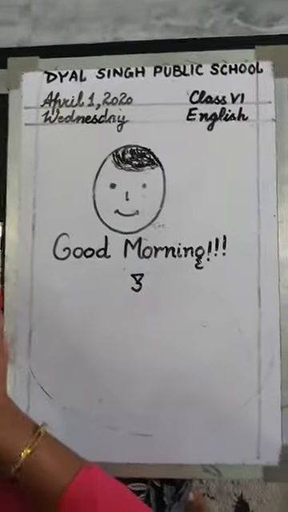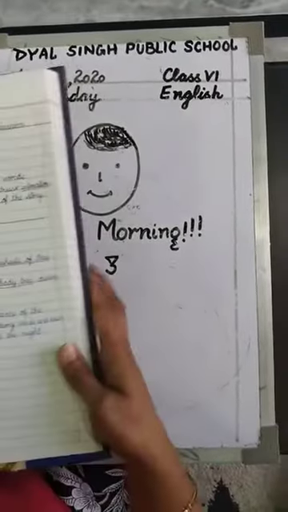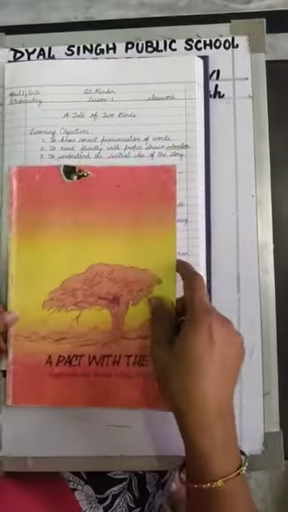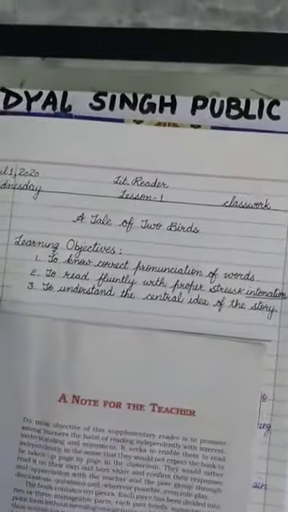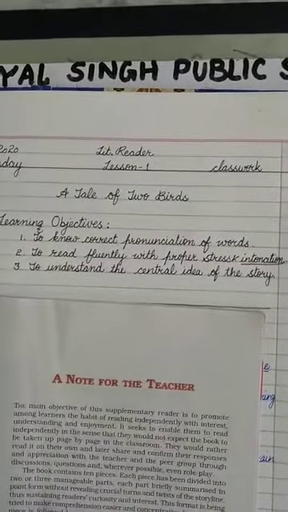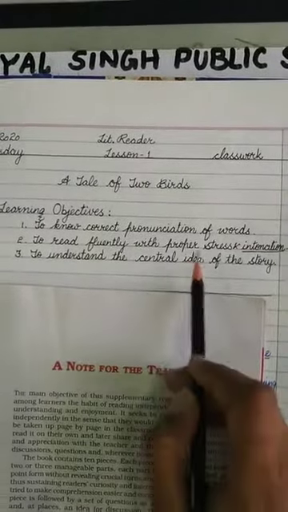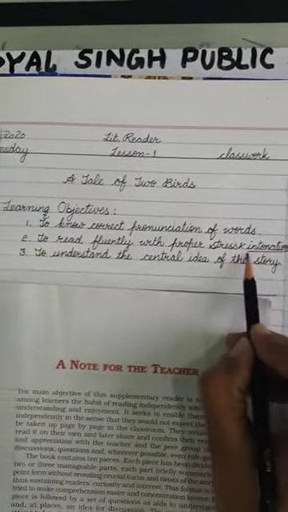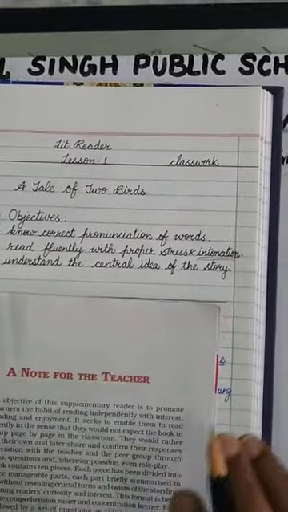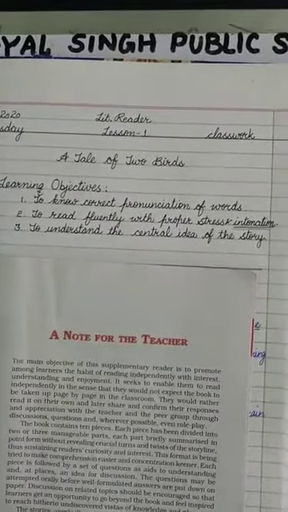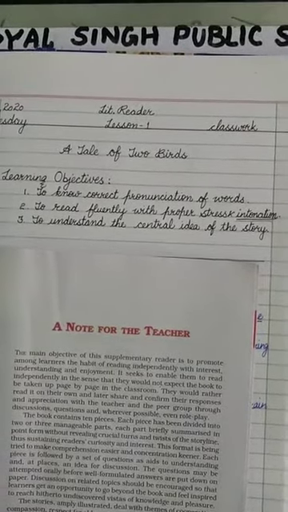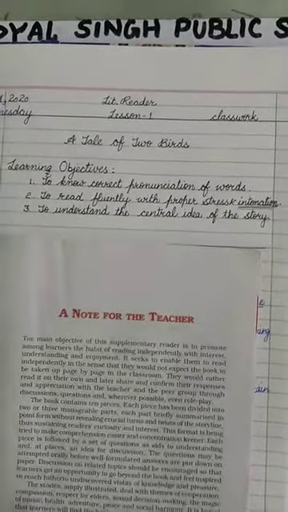Today, we will start with the literature reader, lesson number 1, A Tale of Two Birds. Today's learning objectives are, first, I want you to know the correct pronunciation of words. Second, you should be able to read fluently with proper stress and intonation. Students, intonation means the proper rise and fall in your voice. And third, after listening to the story, I would love for you to understand the central idea of it. We'll be just reading for today.